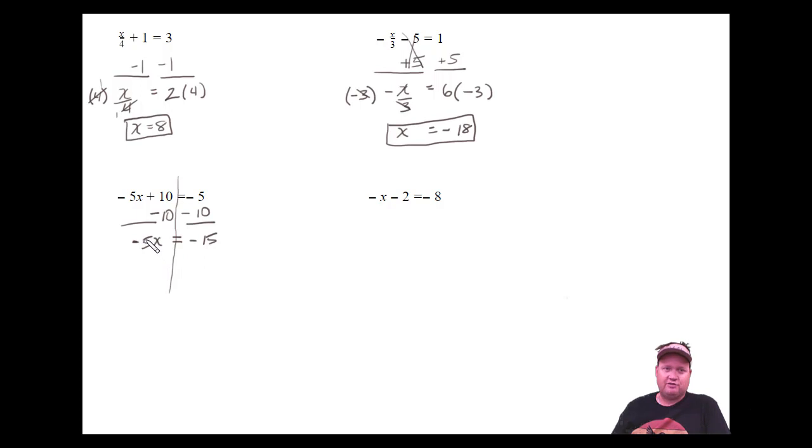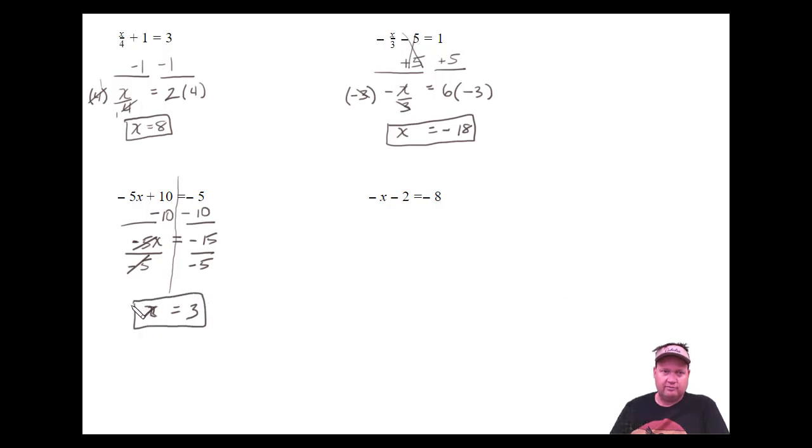And the last thing I got to do is I got to get rid of this. Says -5 times x, so we're going to get rid of the -5 by dividing. So division is the opposite operation of multiply, and that said -5 times, so we divide. -15 divided by a -5 is +3, and that leaves me with x equals 3.